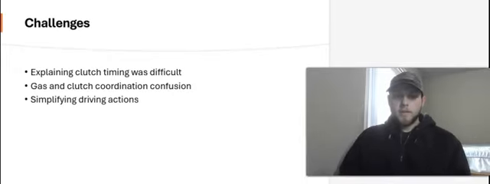One of the biggest challenges I ran into was trying to explain timing, especially when it comes to coordinating the clutch and the gas pedal. That part is really hard for beginners because it's not just about knowing what to do, but when to do it. So I had to think carefully about how to break that down into simple steps that someone could actually follow without getting overwhelmed and confused.